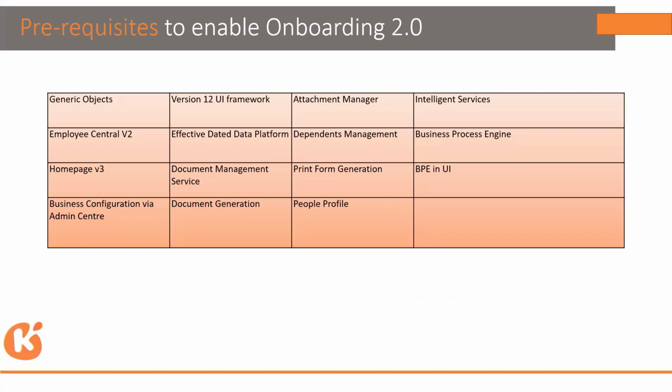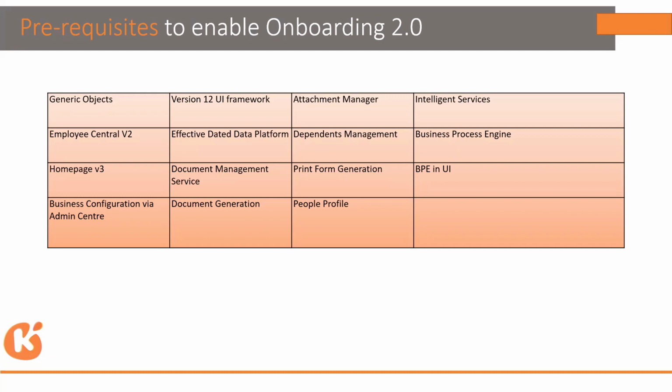So for prerequisites, if the client wants to implement Onboarding 2.0, Employee Central must be there. Without Employee Central, also with a basic employee profile, you can implement Onboarding 2.0. RCM also should be there. Without RCM also you can implement Onboarding 2.0. So Onboarding 2.0 is fully based on Employee Central structure, so it's completely with the Employee Central screen.